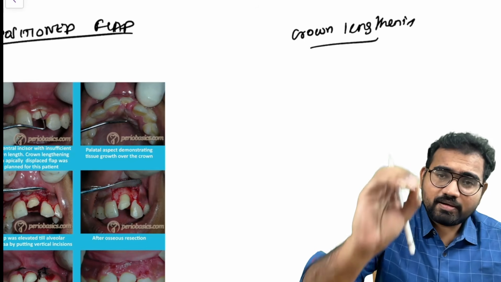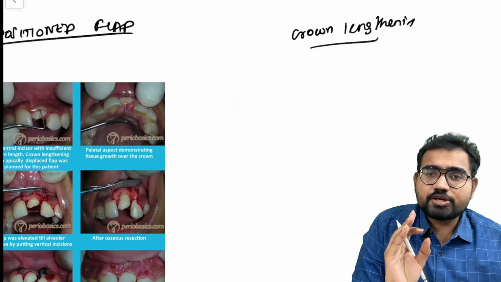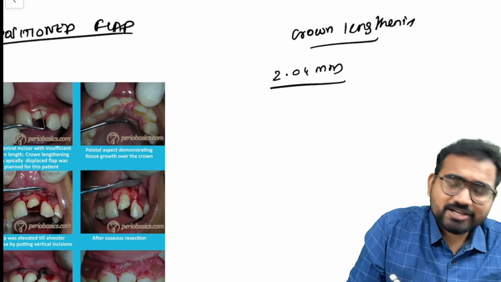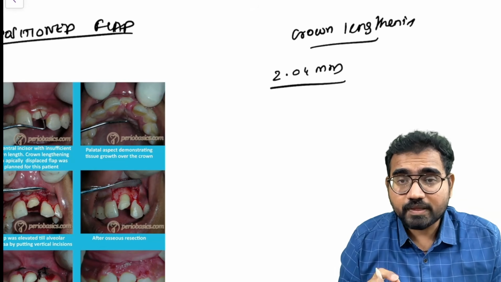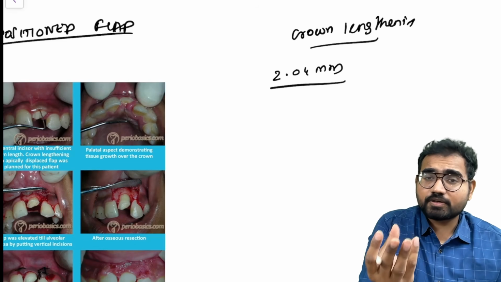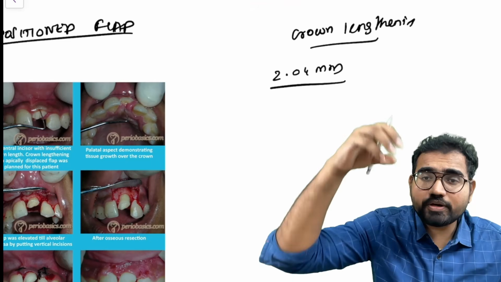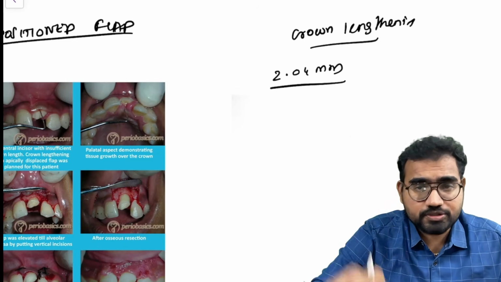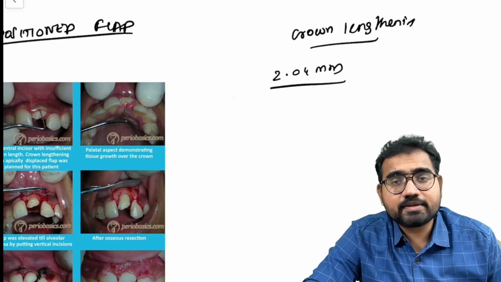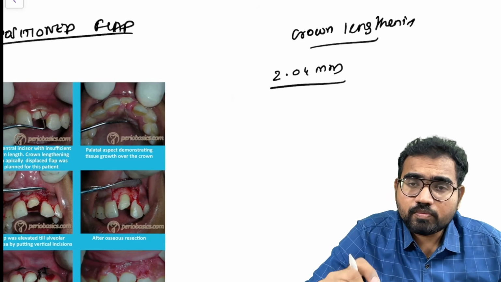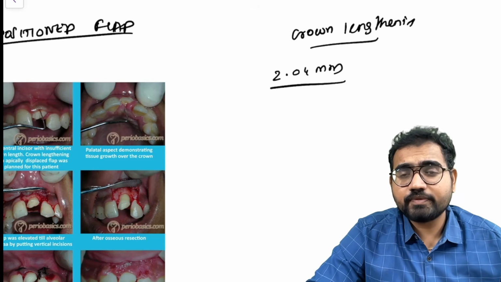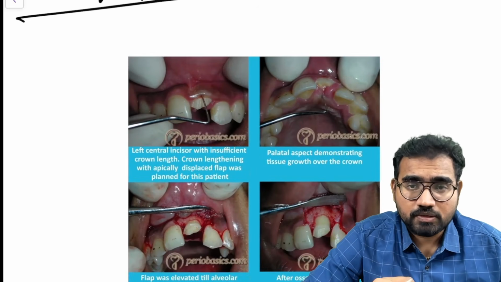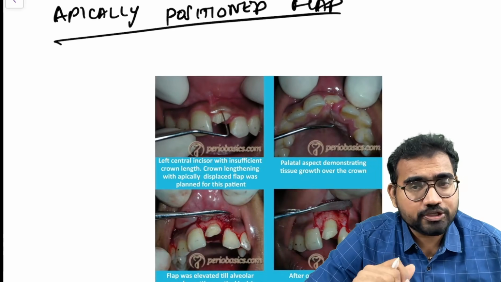When I am violating the biological width, say for example the 2.04 mm of biological width is not present, then part of the crown is going to hit the bone. It is going to cause continuous pain, irritation, eventually bone loss and tooth loss. We will be discussing this when I talk about crown lengthening. So when there is violation of biological width, we need to do a flap surgery to increase the height of the crown. That is what we are going to call the apically positioned flap.